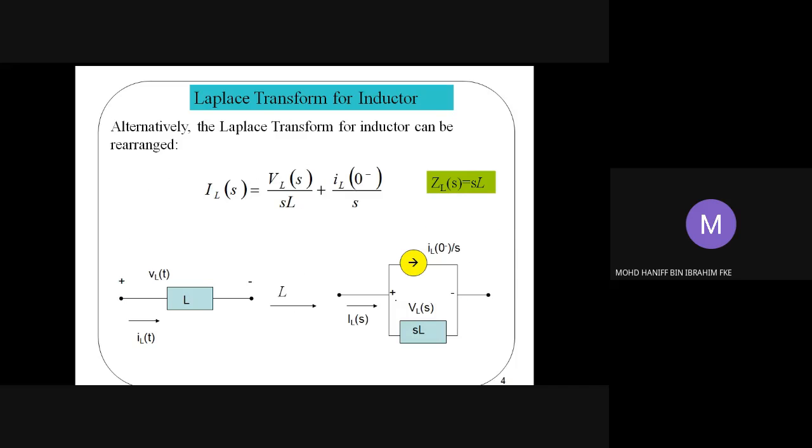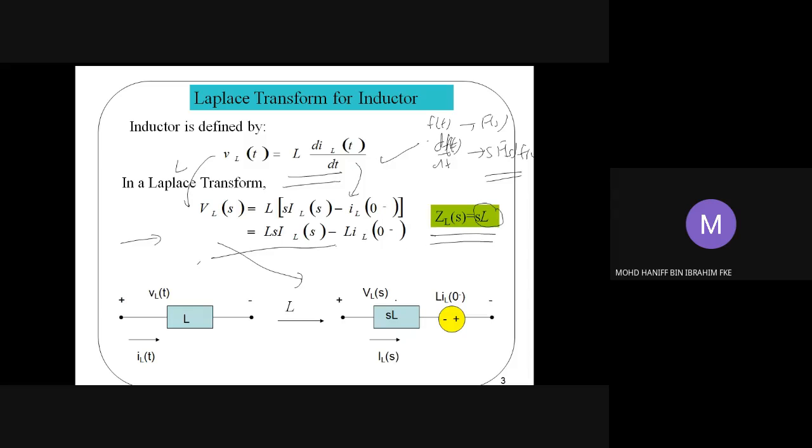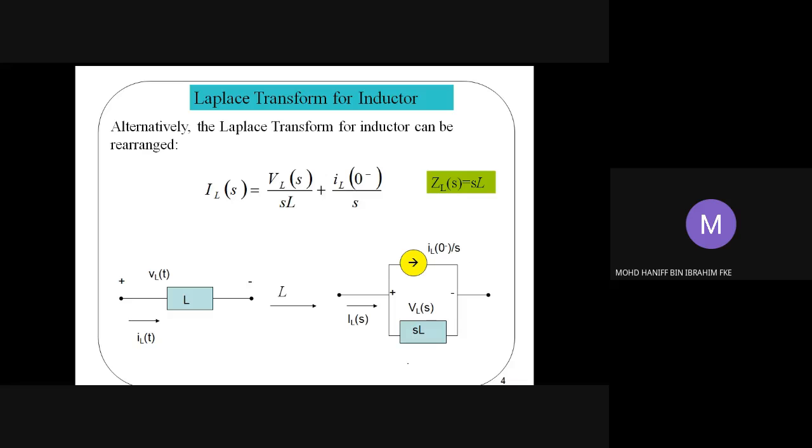So let us proceed to the next slide. Okay, this is for another case. For the previous case, this transformation will be very useful when we are dealing with the application of Kirchhoff voltage law, KVL. But in case you are using the KCL, Kirchhoff current law, in solving your problems, then this should be the alternative equation that can be applied.